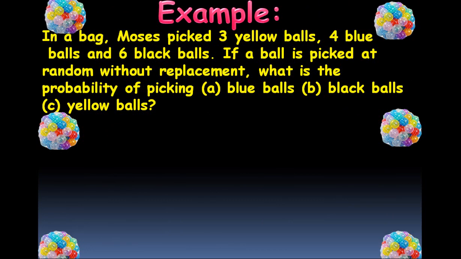In a bag, Moses picked 3 yellow balls, 4 blue balls, and 6 black balls. If a ball is picked at random without replacement, what's the probability of picking a blue ball? Also, what's the probability of picking black balls? The third one, what's the probability of picking yellow balls? I recap. In a bag, Moses picked 3 yellow balls, 4 blue balls, and 6 black balls. If a ball is picked at random without replacement, what is the probability of picking blue balls, black balls, and yellow balls?